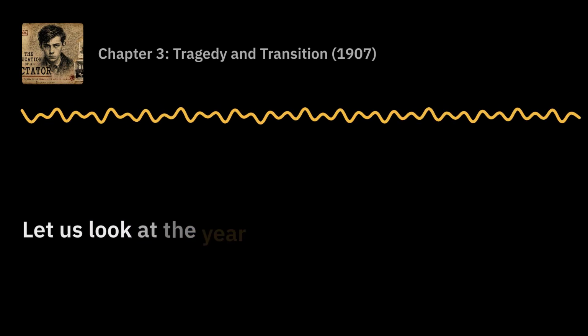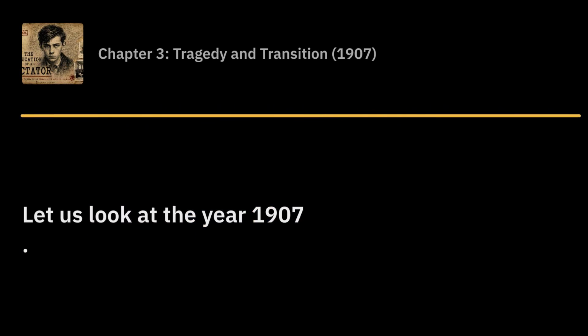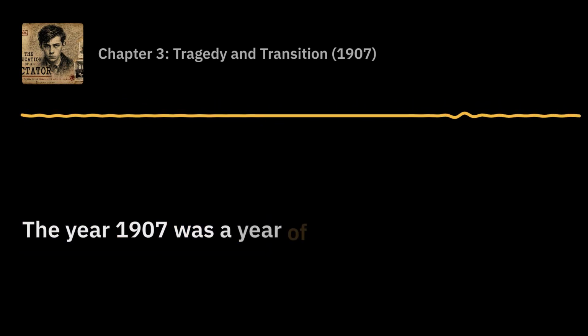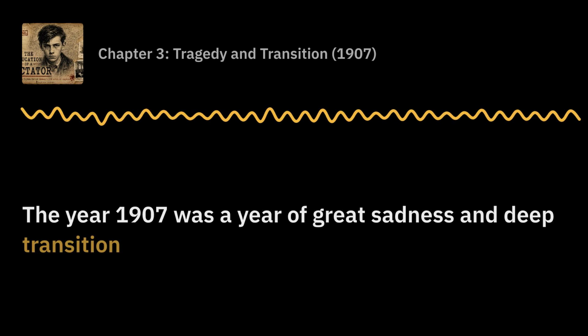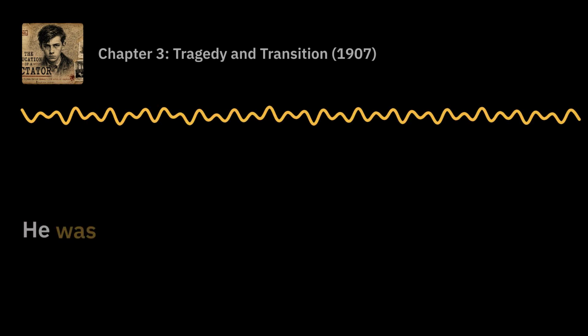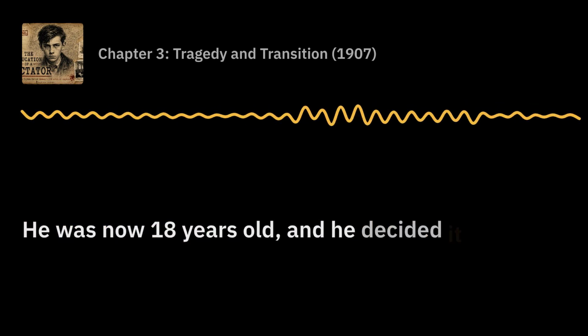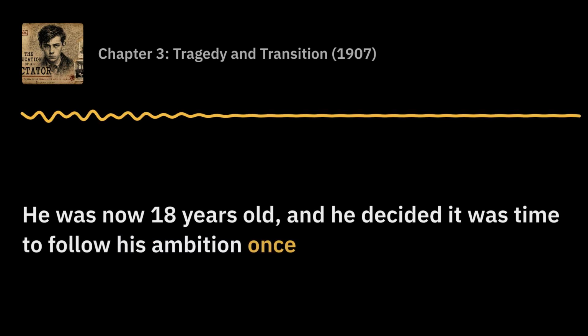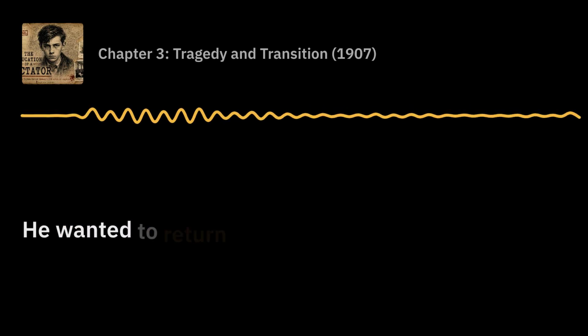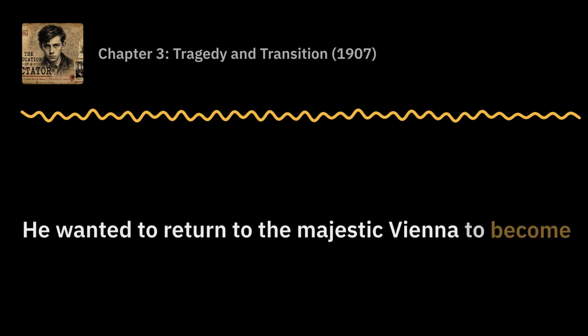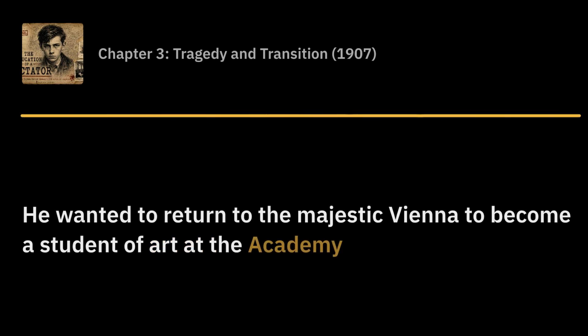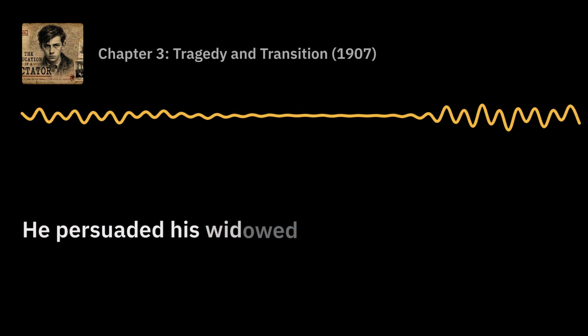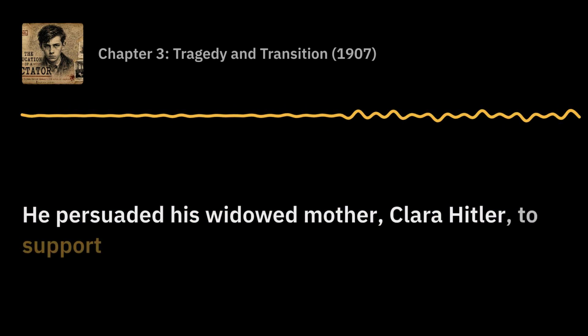Let us look at the year 1907. The year 1907 was a year of great sadness and deep transition for the young man. He was now 18 years old, and he decided it was time to follow his ambition once and for all. He wanted to return to the majestic Vienna to become a student of art at the academy. He persuaded his widowed mother, Clara Hitler, to support him.